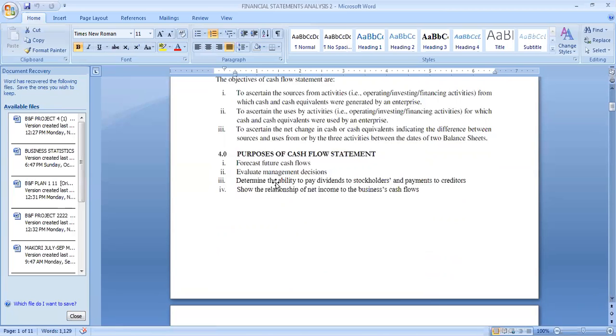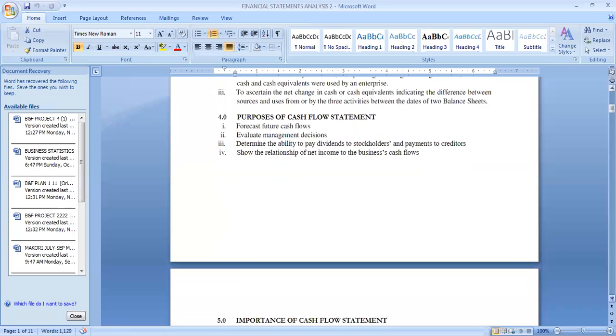Remember, I've said you can have profit, but you don't have cash. So a cash flow statement will give you an indication whether you are able to pay the dividends, because dividends are paid in cash, and also whether you are able to meet the obligations to the creditors. And also to show the relationship of net income to the business cash flow. As I said, you must also be able to know what is the net profit versus the total cash that was received in that particular financial year.